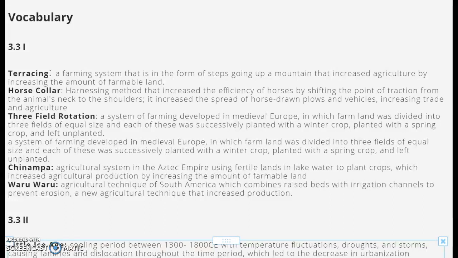And then Waru Waru is also terracing, basically, and it adds irrigation into that. That was in the Incan Empire. But getting back to Chinampa, it was the Aztec Empire. The main city, Tenochtitlan, was on Lake Texcoco, so they'd bring up the bottom of the lake to increase the land that they could farm on, and those were called Chinampas.